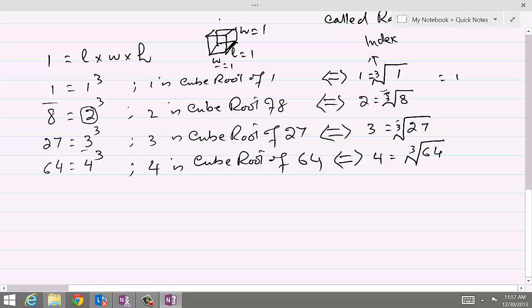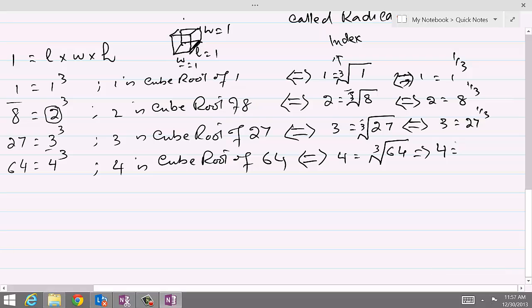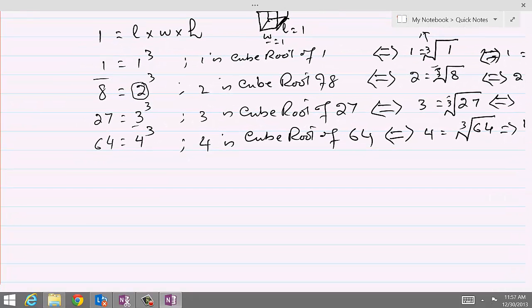But this is again the radical form, and if we want to write it in exponential form, we can write 1 is equal to 1 power 1 by 3. We can write this as 2 is equal to 8 power 1 by 3. We can write this statement in exponential form as 3 is equal to 27 power 1 by 3, and we can write this statement as 4 is equal to 64 power 1 by 3. So I hope you understand this, and now we're going to generalize this idea.